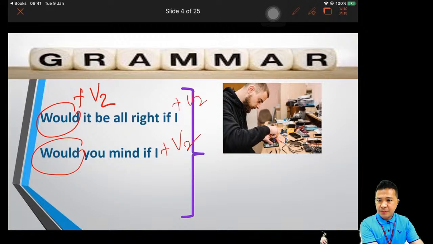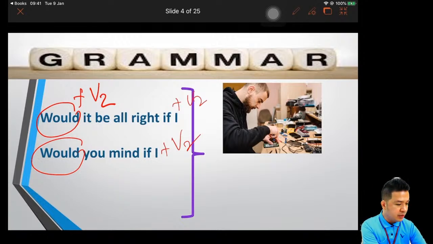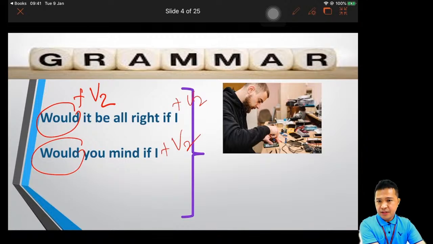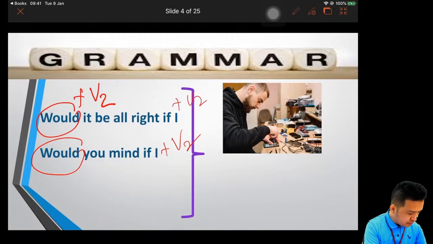Ed. Number 12 from room 8. "Would it be alright if I fix?" Please change the word fix into verb 2. Number 12 from room 8. Okay, Chayapat, correct. "Would you mind if I fix your computer?" Very good. Fixed with ed. Lastly, number 35 from room 8. "Would it be alright if I fixed your electronic circuit?" Wow, I like it. Electronic circuit. Correct. That's correct, number 35 from room 8.